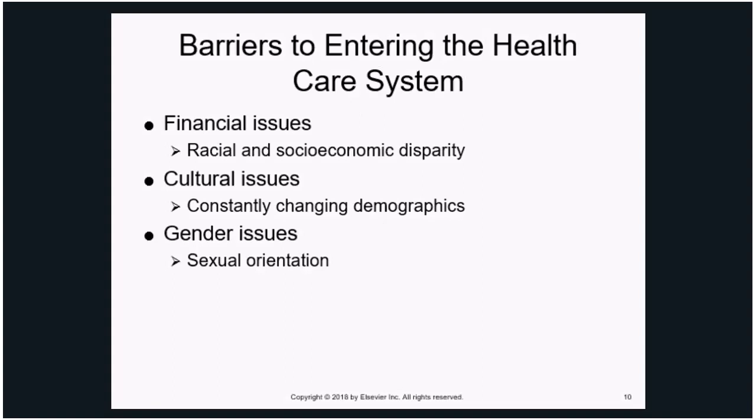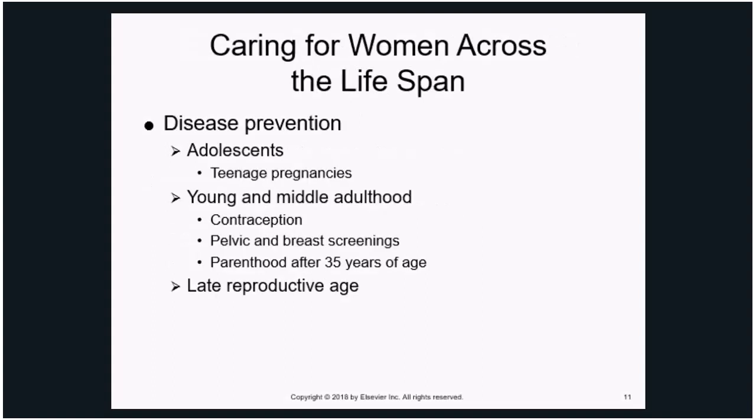There are several barriers to entering the healthcare system, which include financial issues, cultural issues, and gender issues. Caring for a woman across the lifespan: prevention is number one, disease prevention. For adolescents, it would be preventing teenage pregnancies. For young and middle adults, it would be contraception, performing pelvic and breast screenings, and also information about parenthood after age 35.